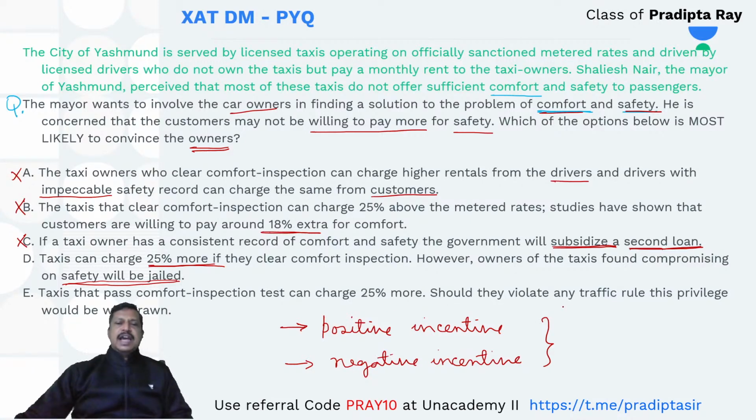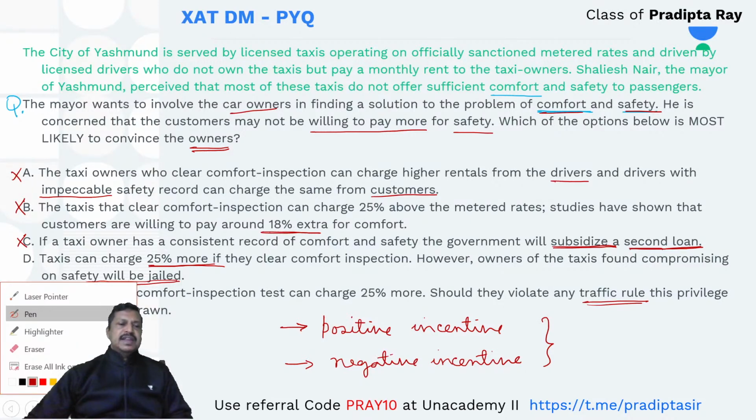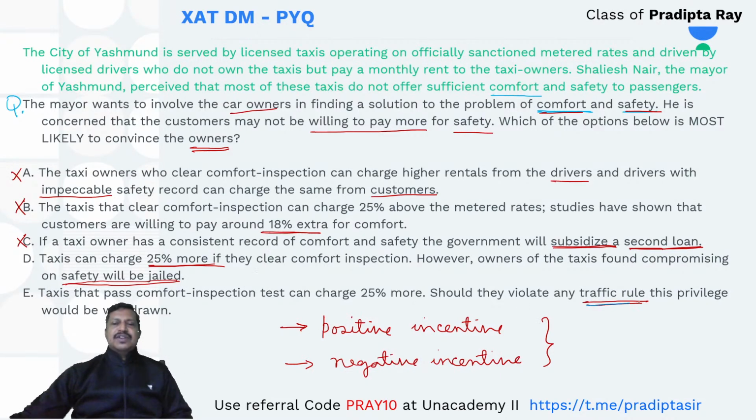Should they violate any traffic rule, this privilege will be withdrawn. So there is no relation with traffic rules at all. If they violate traffic rules, so definitely they will be punished. They should be punished. There's no question on that. If they are violating traffic rules, they should be punished. There's nowhere connected with this safety and other things. So I can very well say this also can be ruled out because there's no connection with the traffic rules, right? So that means D should be the best possible solution for you.